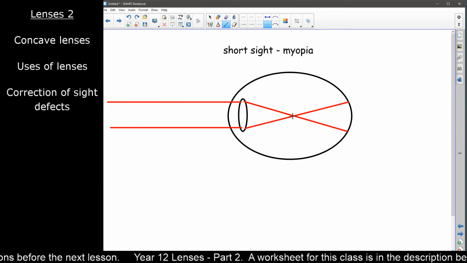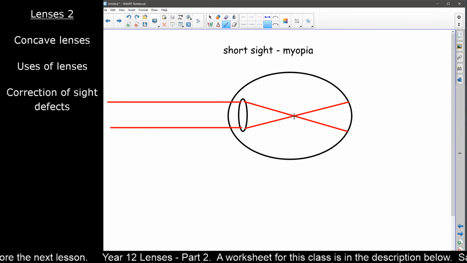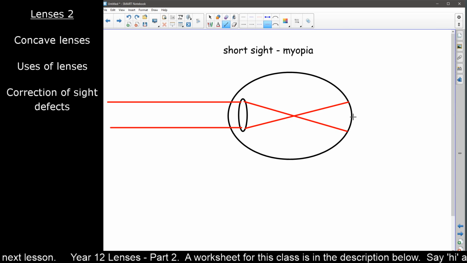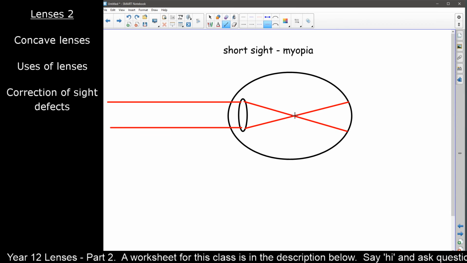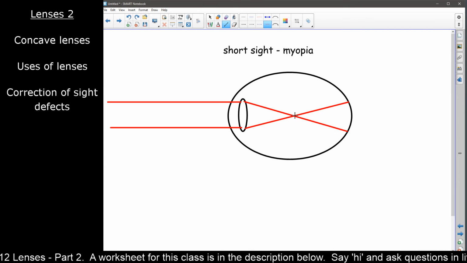Okay, the rays of light get converged too quickly. They get converged too soon. They're supposed to converge back here, but they're being converged here. And there's no light-sensitive cells here. There's no retina here for you to see.